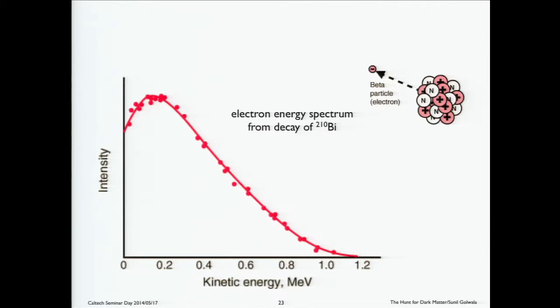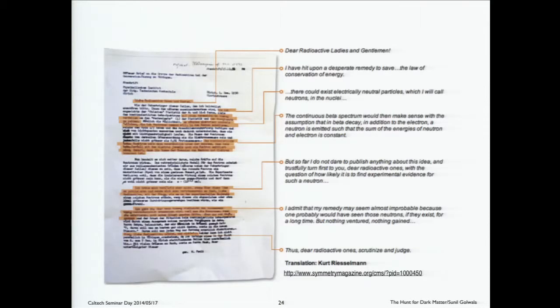Again, remember your Phys 1a, if you do a two-body interaction like this, the electron should come out with just a single well-known energy because there's only one particle for it to recoil against. So this was a mystery, and people started thinking, oh, is energy not conserved or something like that? So Wolfgang Pauli wrote this famous letter trying to propose a theory. I'm sure many of you have seen it before.